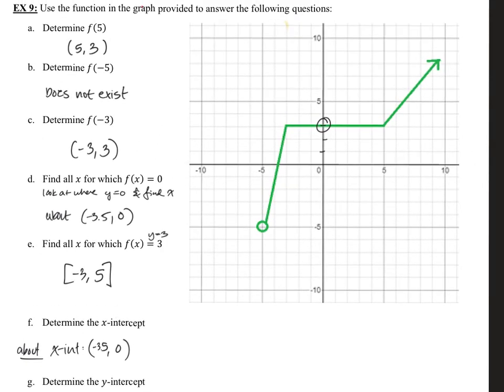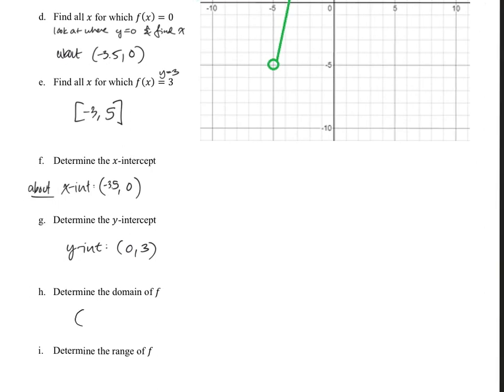So remember, the domain are my x values, so we're just going to be looking this way. So my x values start here at negative 5, but they don't include negative 5. And then they go until, look at that, positive infinity. Negative 5 to positive infinity.